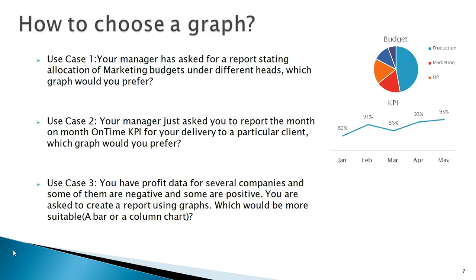The second scenario: your manager just asked you to report the month-on-time KPI for your delivery to a particular time. When your requirement has something related to a time period, definitely you have to go for the line chart, because a line chart shows you the trend, how the trend varies, whether it is going upward or downwards. So always prefer a line chart when you have any requirement that is based on a time period.